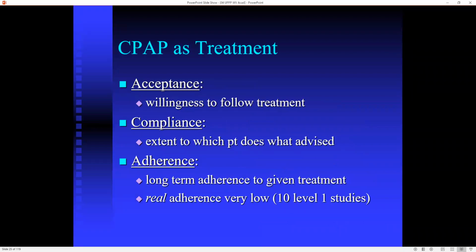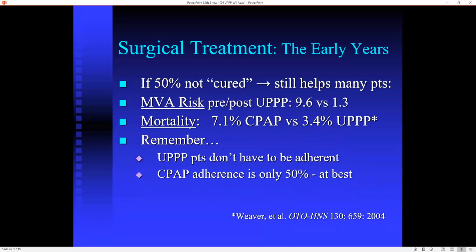So let's just skip this slide here and say that if 50% is not cured, it still helps many patients. And motor vehicle risk, it is improved with UPPP versus CPAP. And then mortality, this was a great paper that Weaver put out, including 20,000 patients, where the people on CPAP at the VA had a 7.1% mortality versus 3.4% for those that had a UPPP done. Because UPPP patients, they don't have to be adherent to CPAP. And CPAP adherence at best is about 50%.